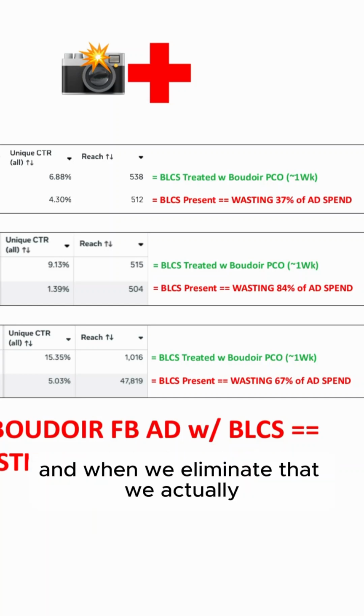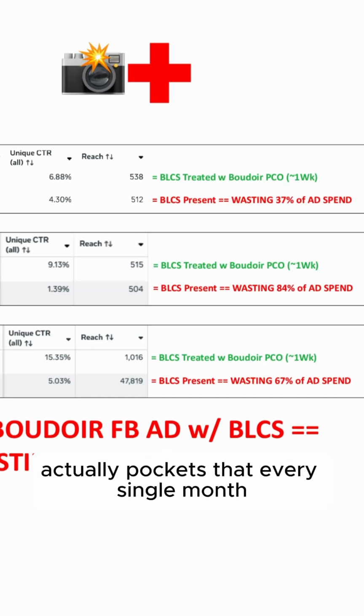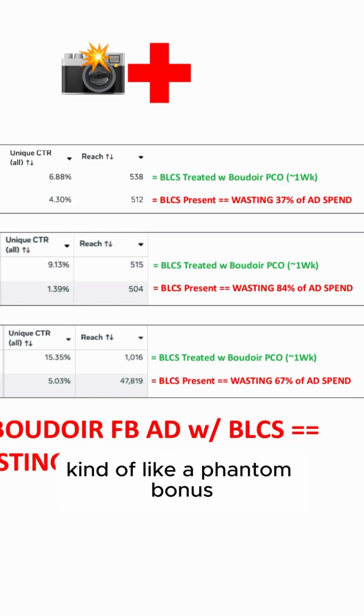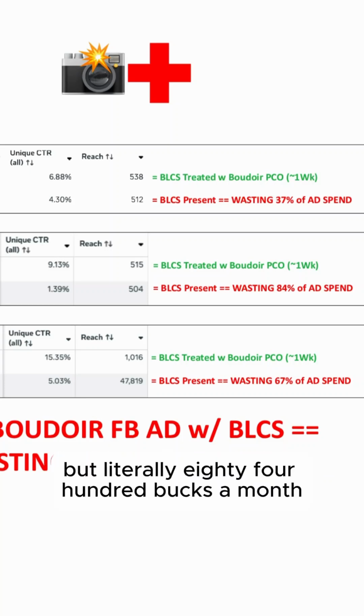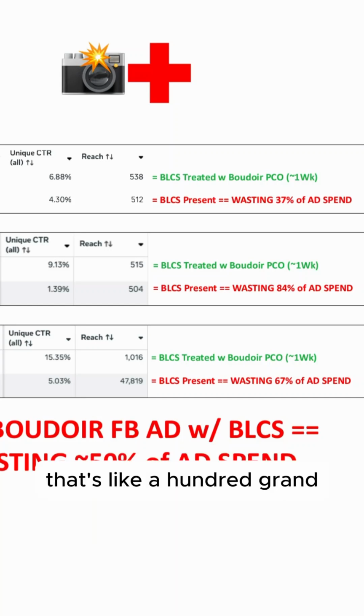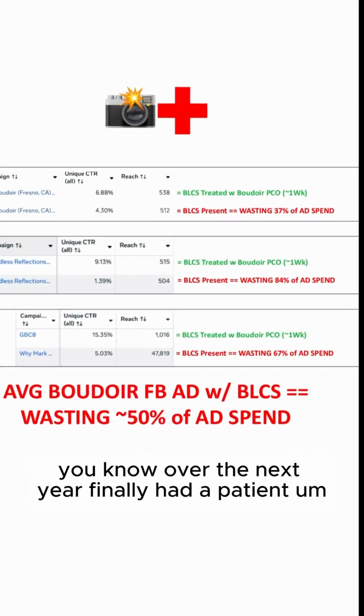And when we eliminate that, the business owner actually pockets that every single month, kind of like a phantom bonus, phantom profit. They don't need to serve any clients, but it's literally $8,400 a month. That's like 100 grand over the next year. Finally had a patient.